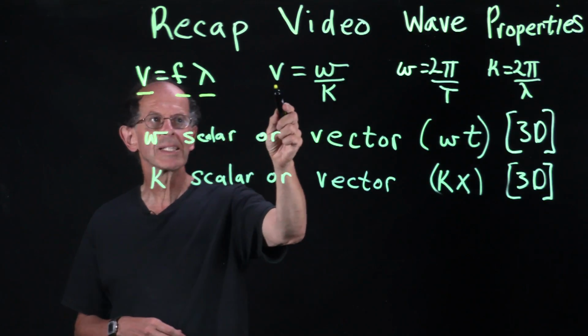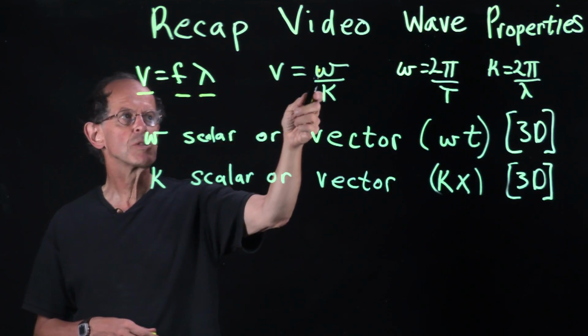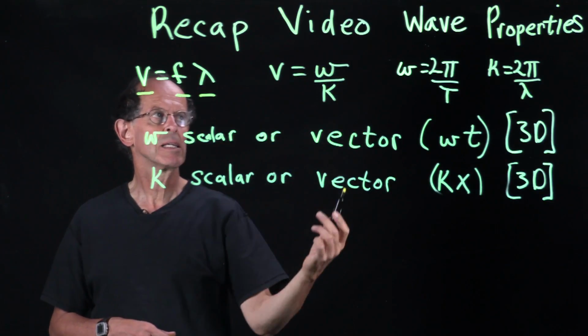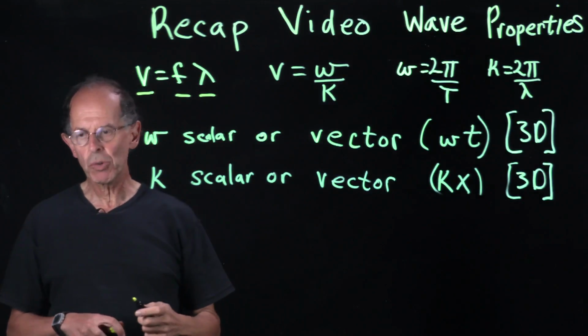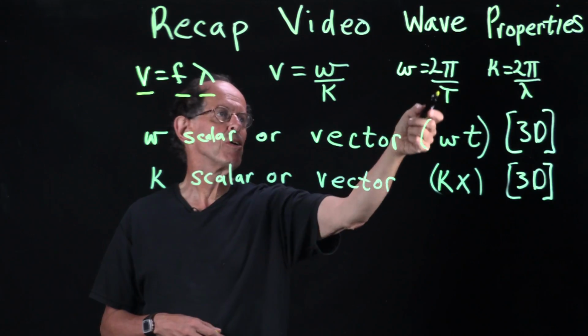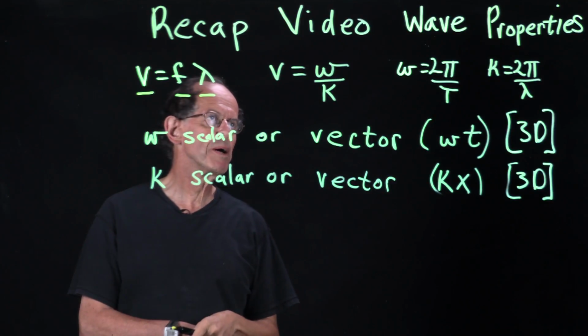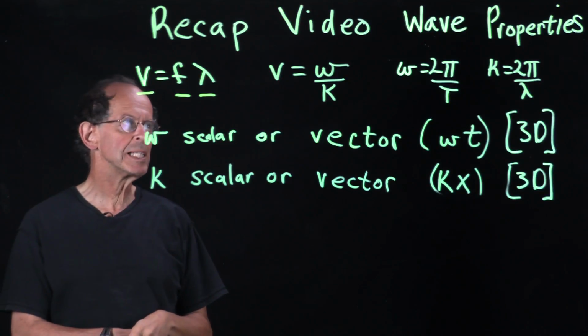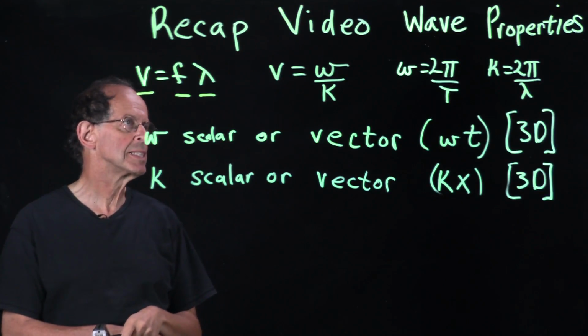As shown in edX, we can rewrite this as the ratio of two quantities, omega and k. Omega is some quantity that we are quite familiar with. It's 2 pi over the period of the wave, 2 pi over T. It is a temporal frequency in radians per second.